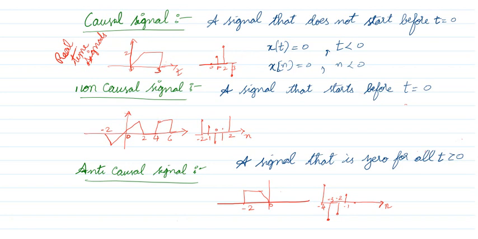Do you use negative time anywhere? You will say first hour, second hour. Do you say anyone used -1 hour, -2 hours? No. Okay, right? So real world signals are all causal signals.